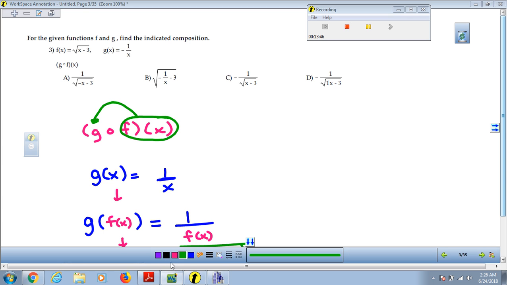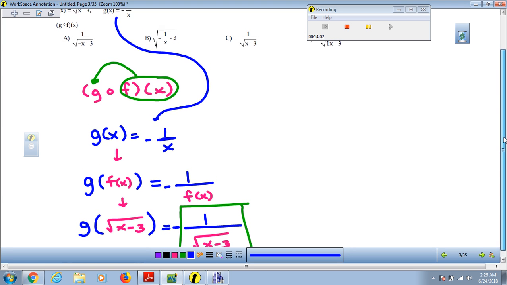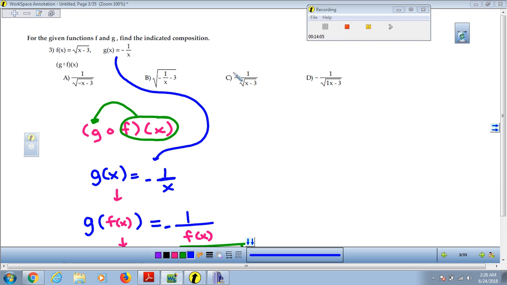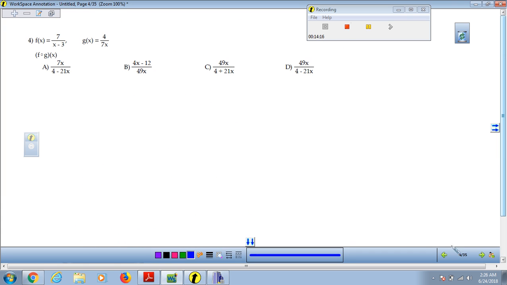Oh, and I didn't see something. This g of x had a negative right here that I forgot to keep on bringing down every time. So there's a negative here, okay? Sorry that I messed up. So then negative 1 over the square root of x minus 3. That would be the answer. Sorry, because I didn't see the negative.